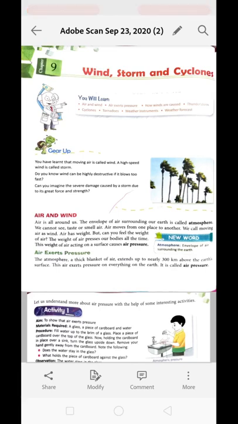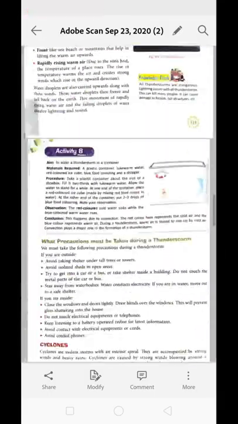Until now we have studied what is air, wind, and how atmospheric pressure affects the formation of wind. Fifth, what are the factors which affect the speed and direction of wind? What is thunderstorm? What is cyclone? So now we are going to study today what is tornado.